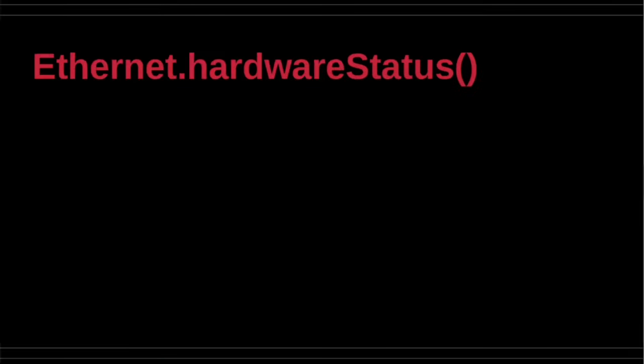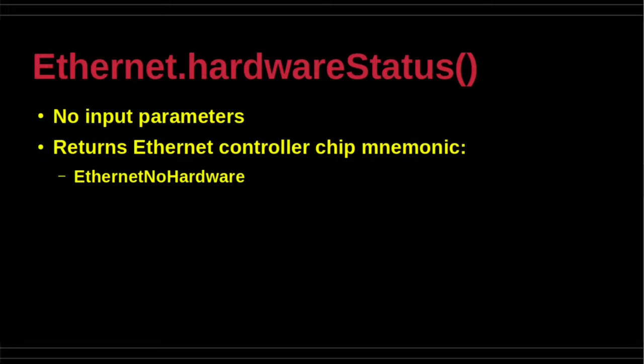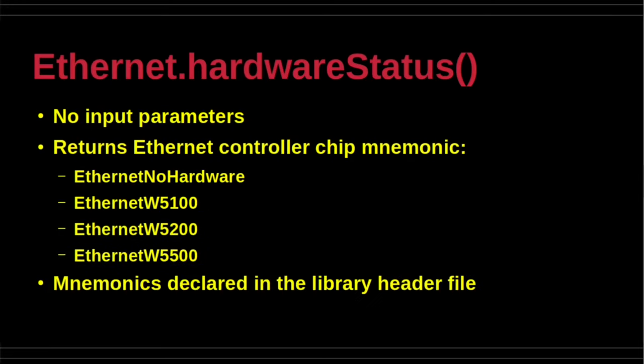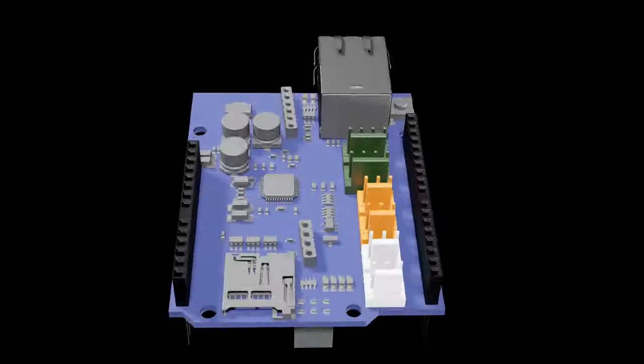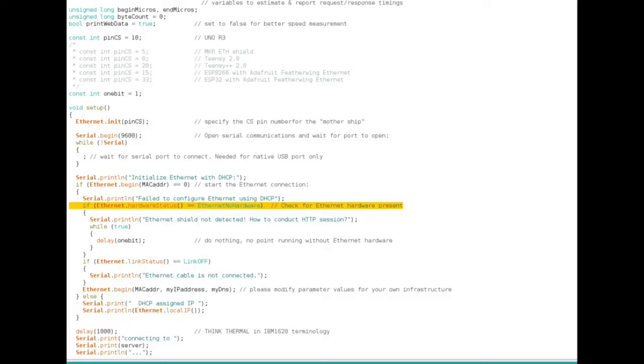The hardware status method identifies the network controller chip. The method does not require any input parameter. The mnemonic for the return value from the call is declared in the library header file.